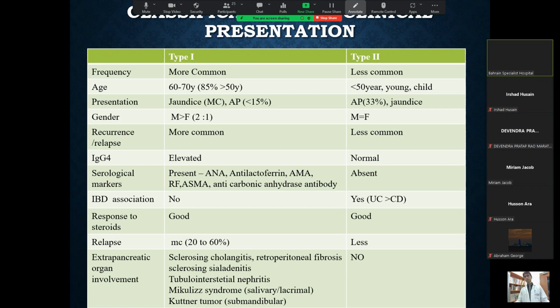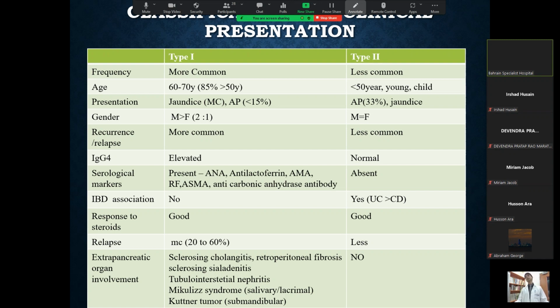There are usually two types, type 1 and type 2. Type 1 is usually more common, type 2 is less, but it presents mostly in the younger age group. Type 1 mostly presents with jaundice, and type 2 usually presents with acute pancreatitis in roughly one-third of the cases, followed by jaundice. Type 1 is more present in males compared to females, whereas it's an equal distribution in type 2. Recurrence is pretty common in type 1.